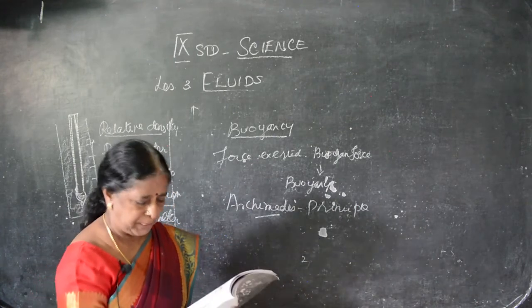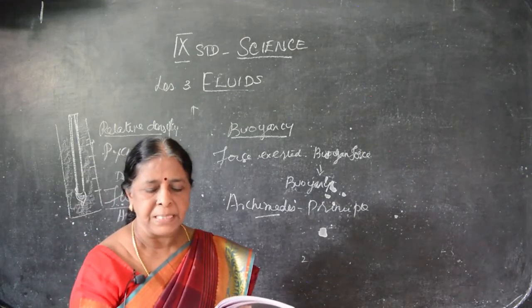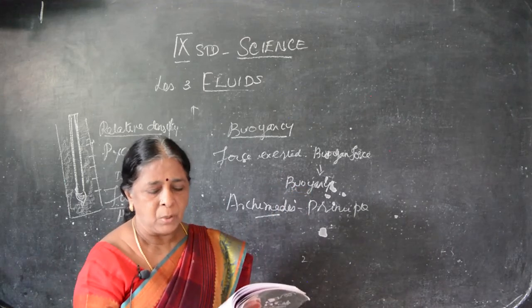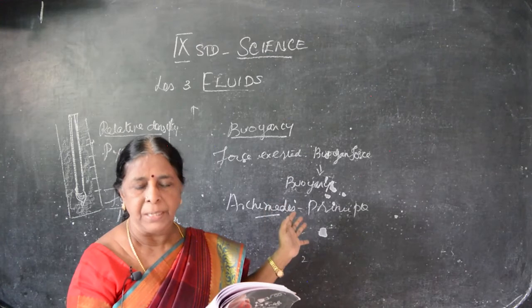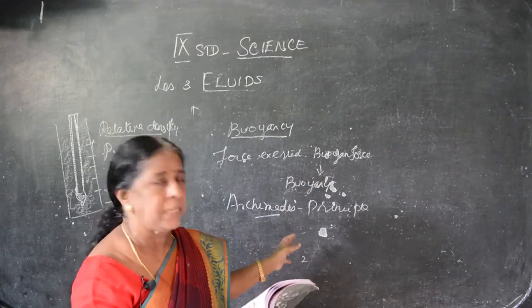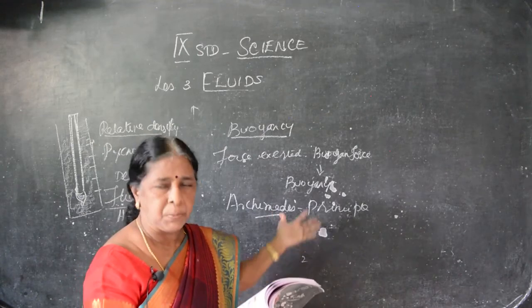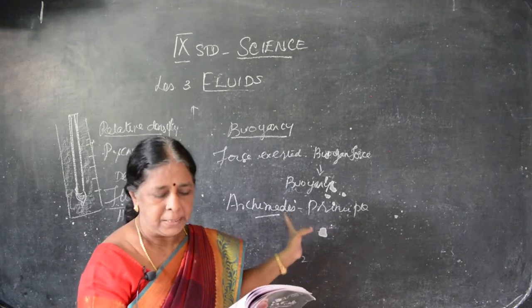So now the laws of flotation we have to see. Let me complete the lesson. What are the laws of flotation? The weight of the floating body in a fluid is equal to the weight of the liquid displaced by the body. As I said already, if you place the stone in the water, the displaced water and the stone weight both will be the same.